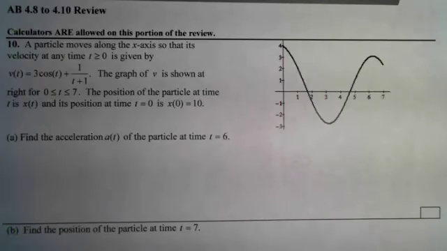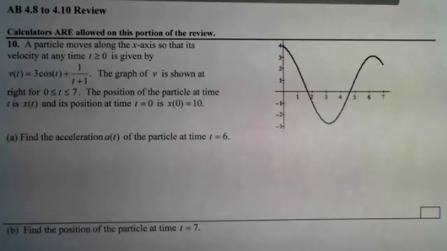This is the 4.8 to 4.10 review, number 10, the free response, and calculators are allowed. If we look at part A, we are given information about the velocity of the function along with the graph of that function on a closed interval from 0 to 7, and we were given a piece of information about the position at a particular time.